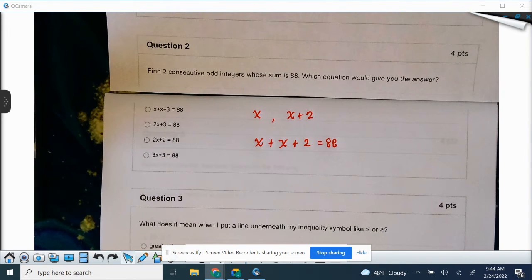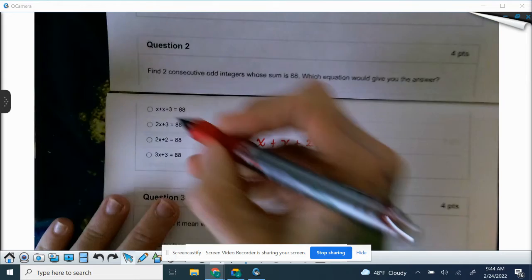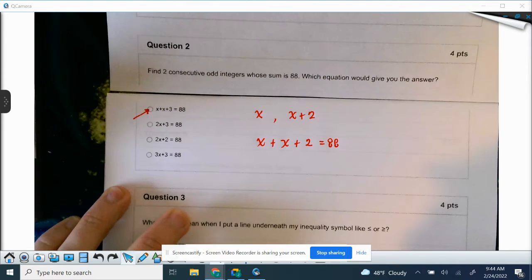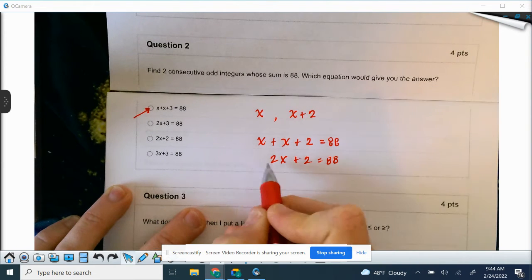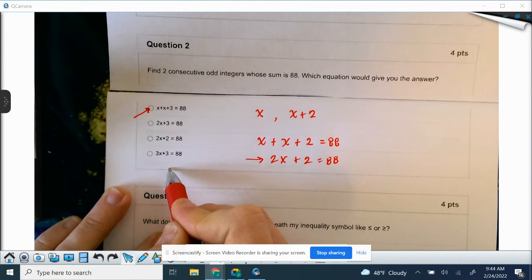And then from here, you're just looking at your answer choices. I think probably the one they were going for was this guy, but this is 2x plus 2 equals 88. And so they just picked up at this step for our answers here. So it's going to be that one.